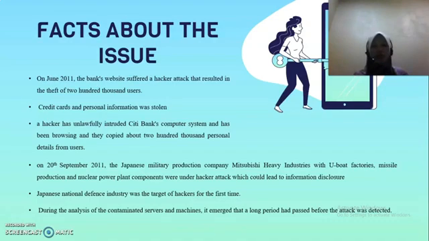So a hacker unlawfully intruded into Citibank's computer system and has been browsing, and they copied about 200,000 users' personal data.